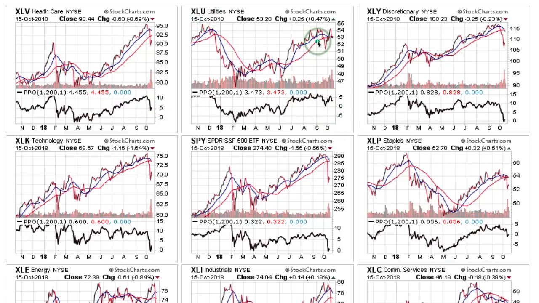Utilities is the second strongest, and it's got a support zone there around 51. So if you close below that level, you'd have to reassess. But these are the two that are holding up the best right now.